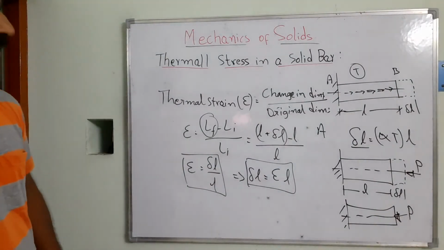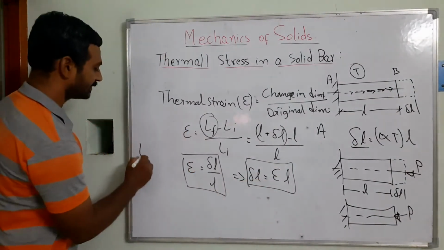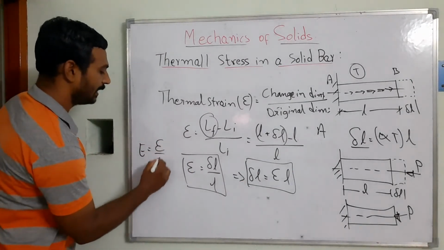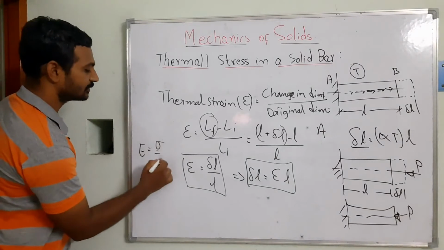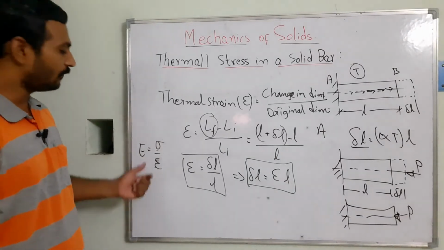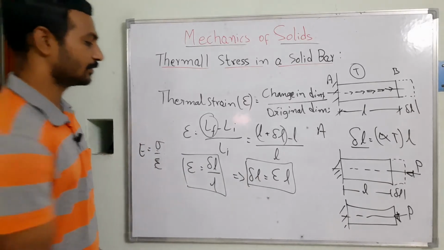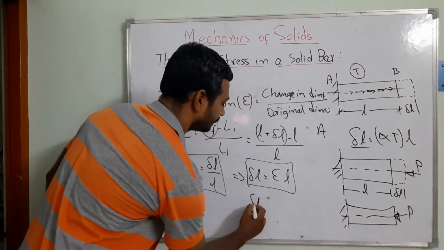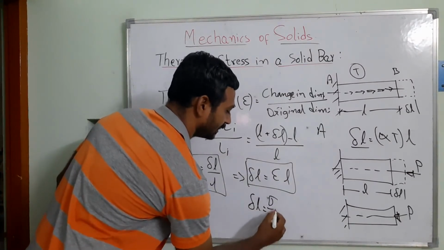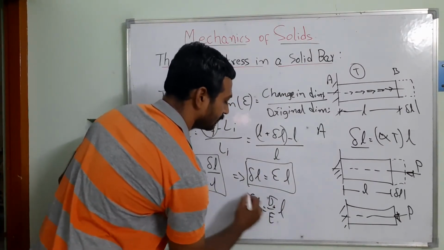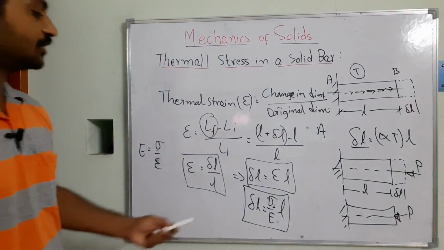Suppose I want to define the del L in terms of the stresses. We know the Young's modulus is equal to stress by strain. So if I substitute in this equation, I can calculate that part also. The del L is equal to sigma by Young's modulus, that is the thermal stress, into the length we are considering. This is also a way we can determine the change in length of the system.